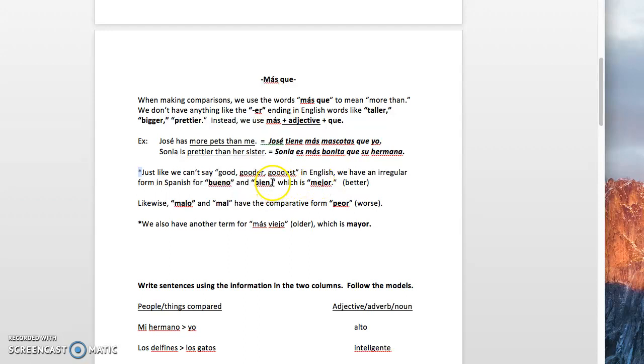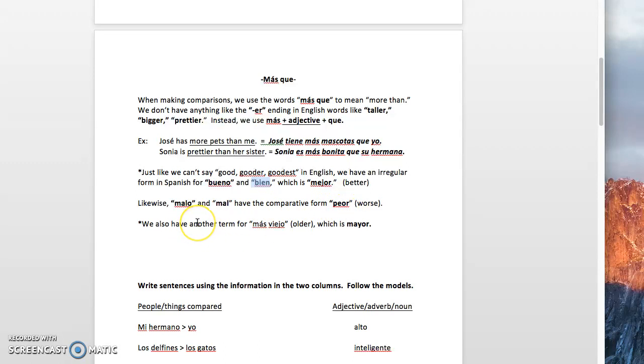So, bien we would use in a sentence like, José habla español muy bien, pero Marcos habla mejor. José speaks Spanish well, but Marcos speaks even better. Bueno, esta comida es buena, this food is good, pero esa comida es mejor, that food is better. Likewise, malo and mal, just like we can't say bad, badder, or baddest in correct English, we have the comparative form peor in Spanish.